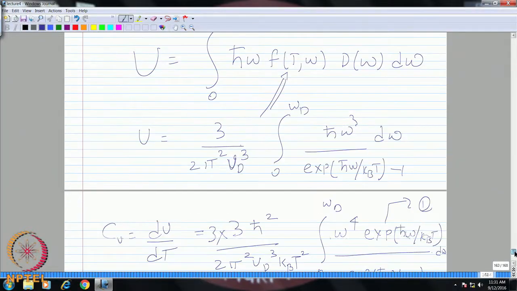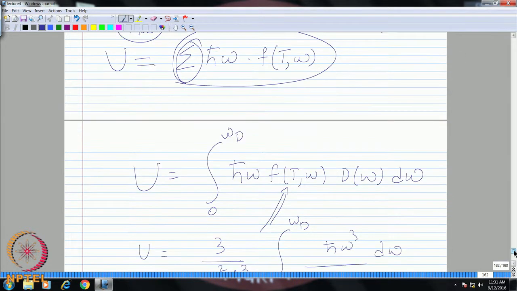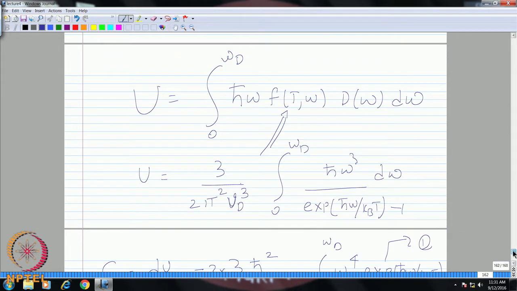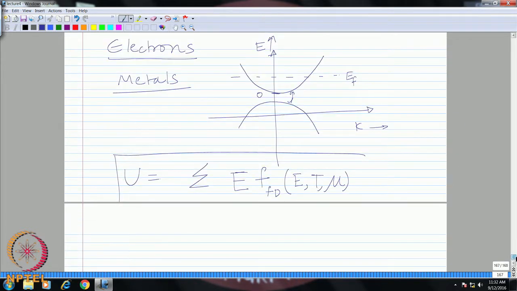So, based on this we can calculate your heat capacity. Okay. So, now what we are going to do in this case, unlike the phonons where we used the summation over all the quantum states and then converted this summation to a continuous integral, the same way in this case we have a dispersion relation which is continuous, and so is our density of states D of E as a function of E.